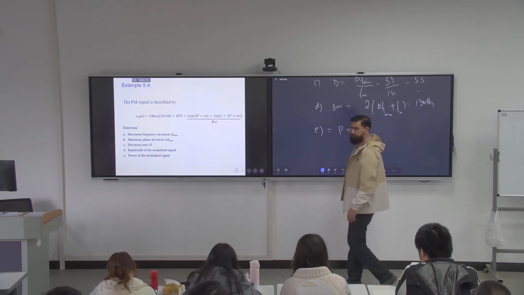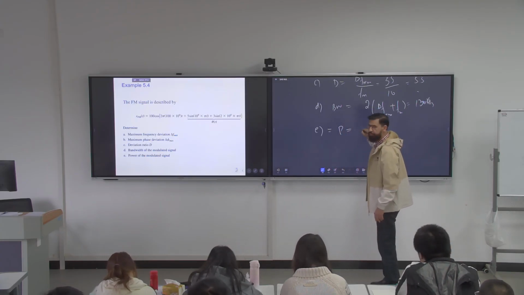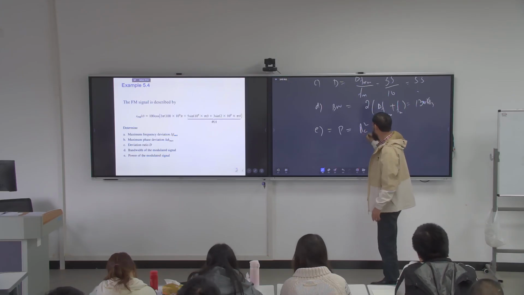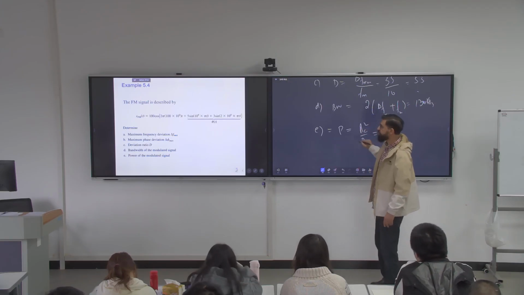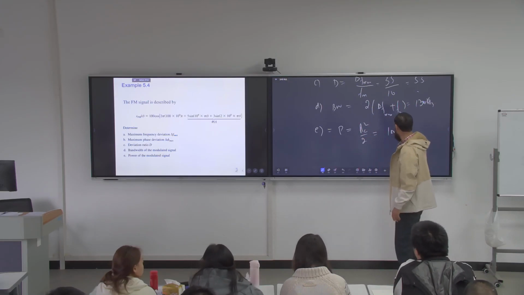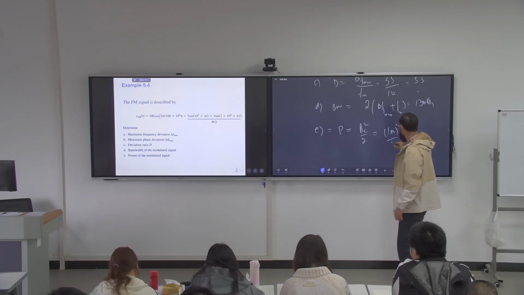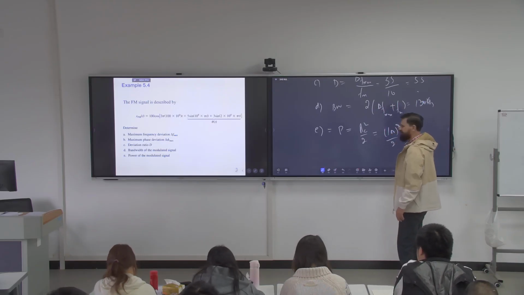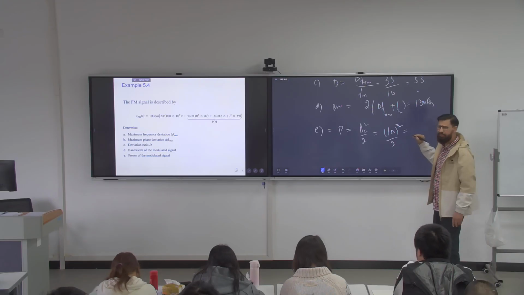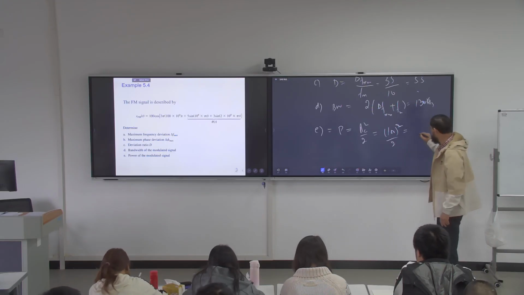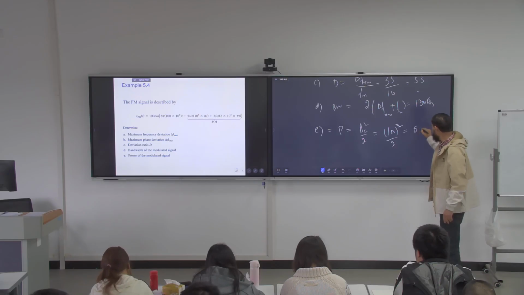Remember the formula of power? We did that. It is AC squared divided by 2, right? How much is AC? It is 100 squared divided by 2, right? How much is that? 5,000, sorry.